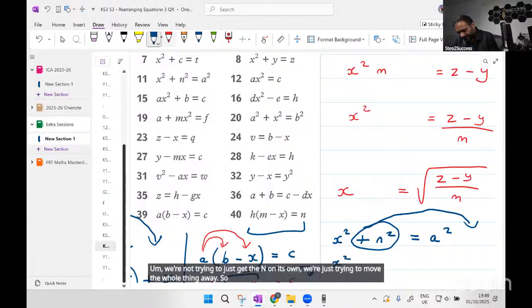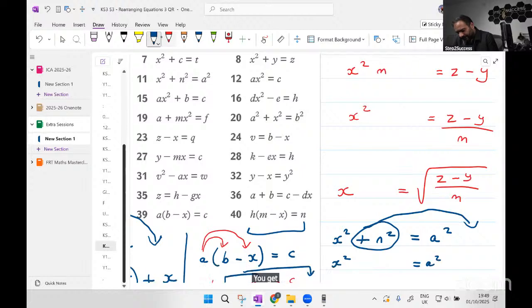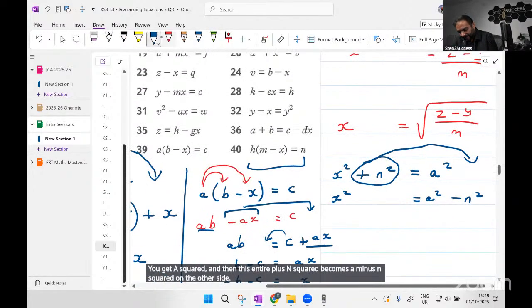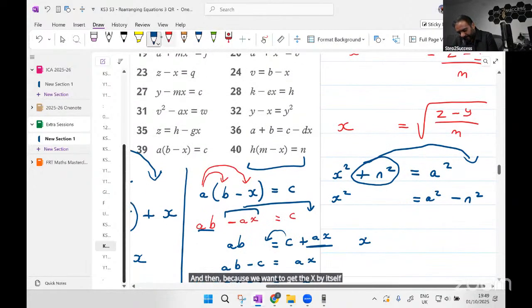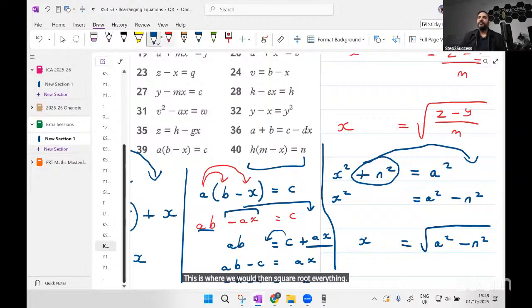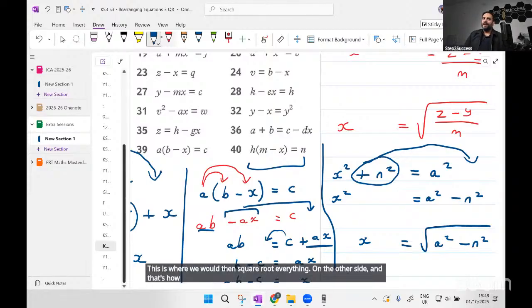So what happens is you get a squared, and then this entire plus n squared becomes a minus n squared on the other side. And then, because we want to get the x by itself, this is where we would square root everything on the other side. And that's how you would leave the answer. It takes a bit of practice because they're all slightly different, all these questions. But that's why we're doing it.